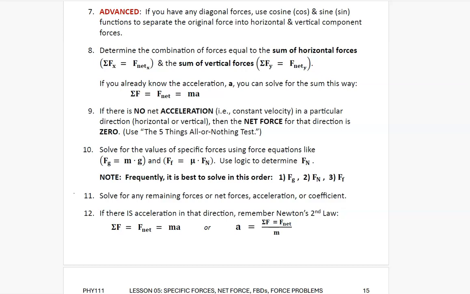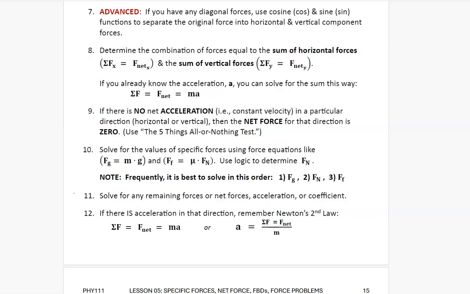If the acceleration is zero, then the net force is zero. Remember the 5 things rule that we talked about. All right, so once you know the acceleration is zero, that means the net force is zero. That means the forces that add up to that net force must cancel each other out.